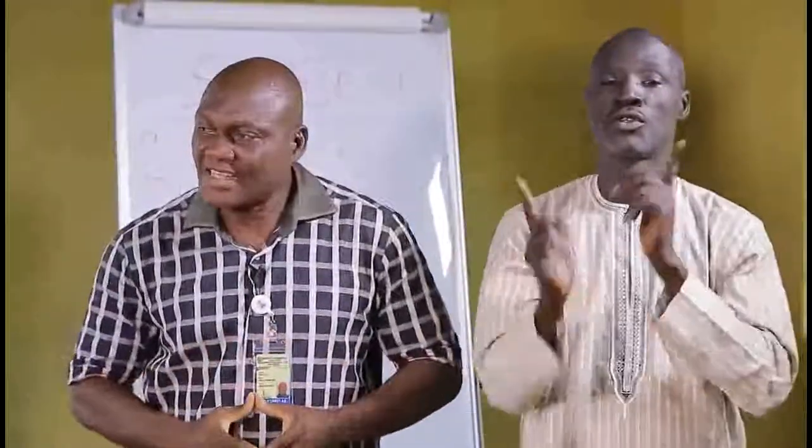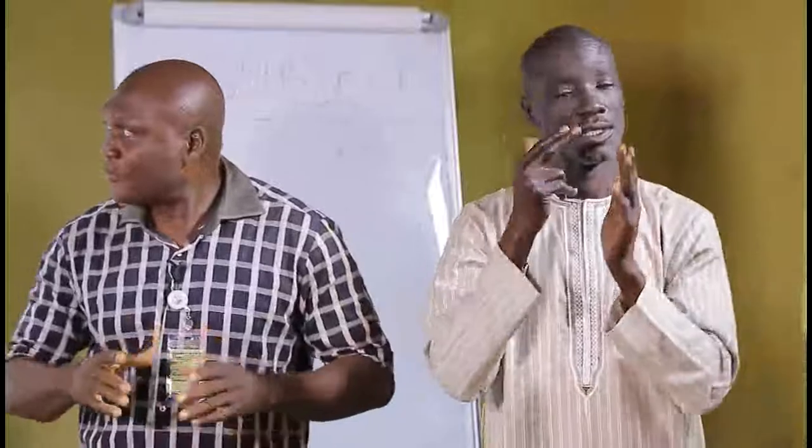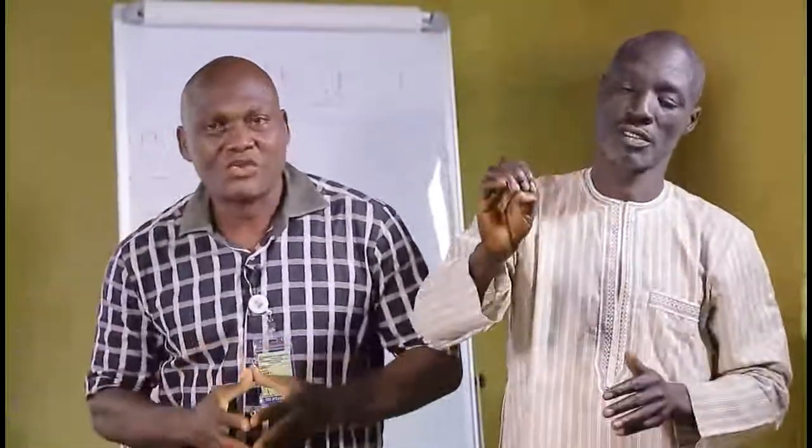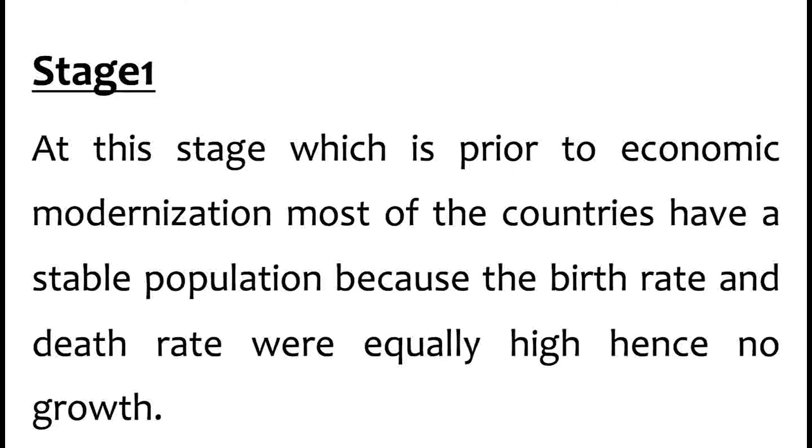So listen attentively, open your ears with your jotter. Let us follow this demographic transition theory and see what it is talking about. Stage 1. I've told you it has 3 stages. We enter stage 1. It says, at stage 1, which is prior to economic modernization, most of the countries have a stable population because birth rate and death rate were equally high, hence no growth.